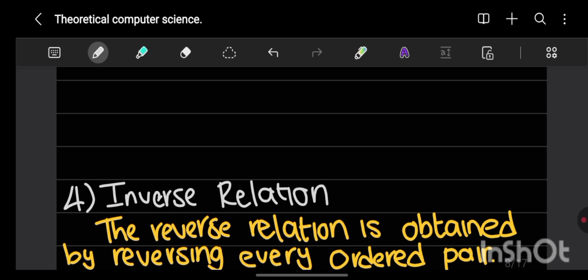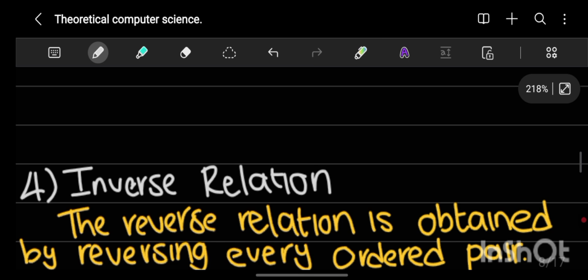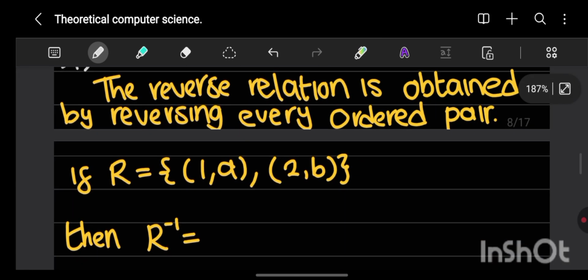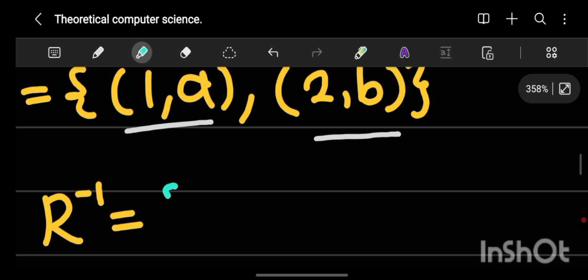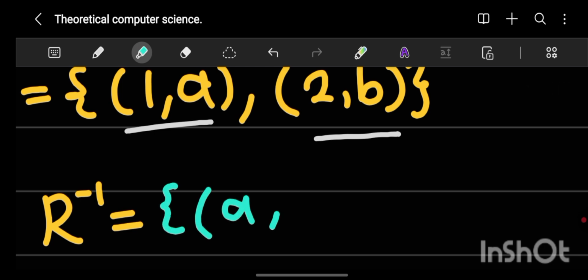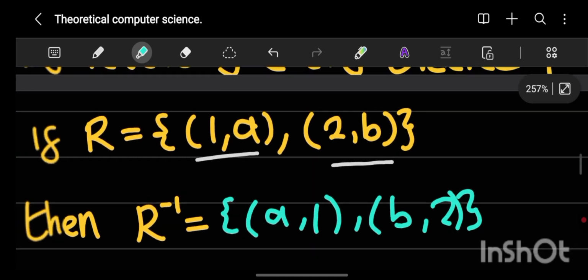Let's talk about the inverse relation. I wrote here some notes. The inverse relation is obtained by reversing every ordered pair. So for example, if you have the relation R with pairs 1A and 2B, the inverse of that would be reversing every ordered pair. So you would now have A, 1, and B, 2. Because you've reversed everything, it's no longer equal to the original R. And from there you have the inverse, right?